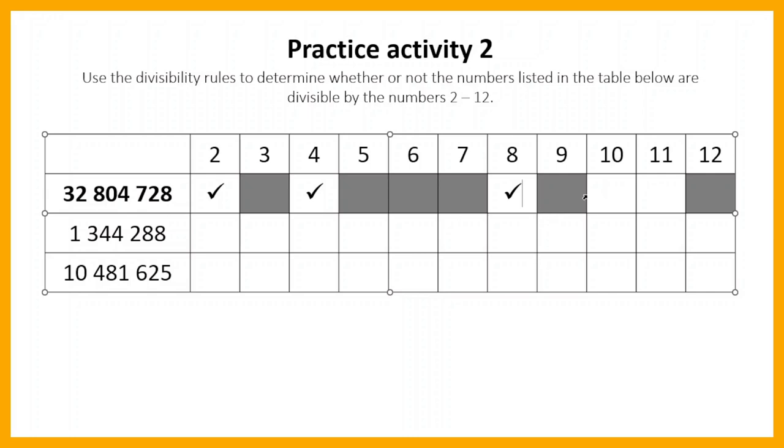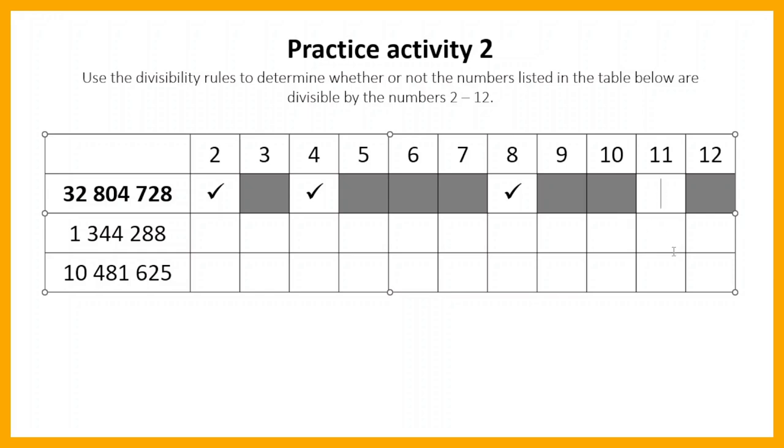Then 10, I could actually have blanked that out when I found out that 5 isn't a factor of my number, because 10 is a multiple of 5, it means that 10 also can't be. But if you look over here, also you can see that the last digit isn't a 0, which means that 10 is not a factor.